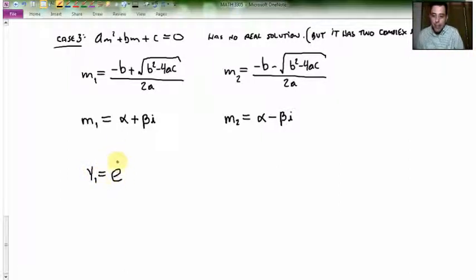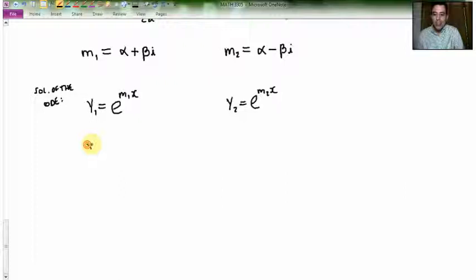So this would be e to the m1 x, right? Solutions of the ODE. And then the other solution is e to the m2 x. Okay, yeah, it looks strange because we have e to the alpha plus beta i x, and then the second solution is e to the alpha minus beta i x. And that doesn't look nice.